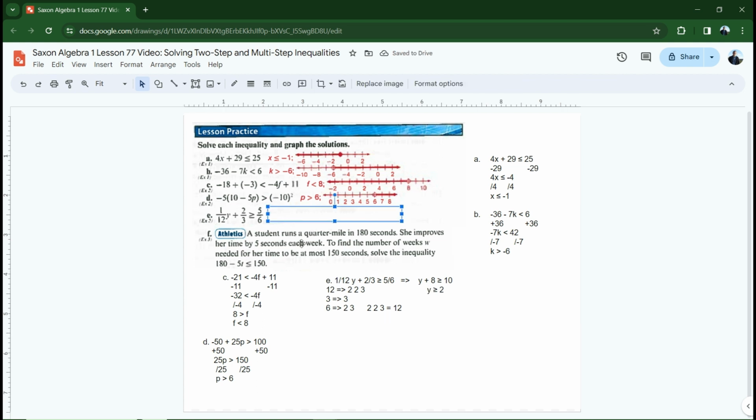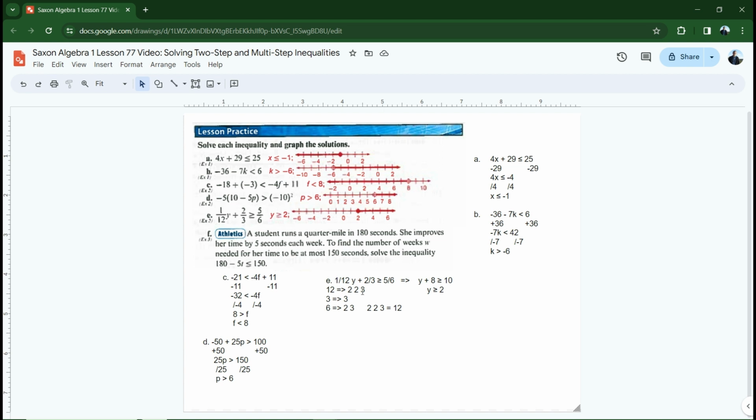Let's make sure I did that right. Do you see how multiplying every term in a fractional inequality by the least common multiple of the denominators makes this really easy to work? I could have dealt with the fractions, but it's much easier to deal with if I get rid of the fractions.